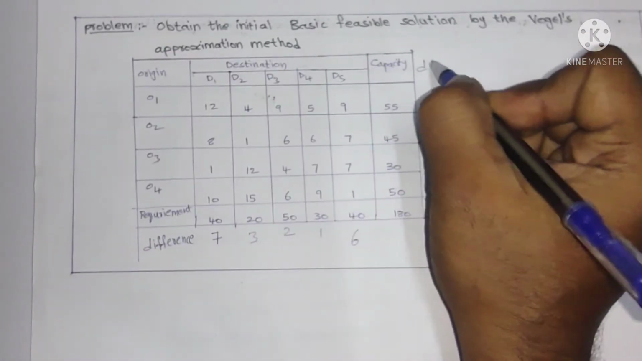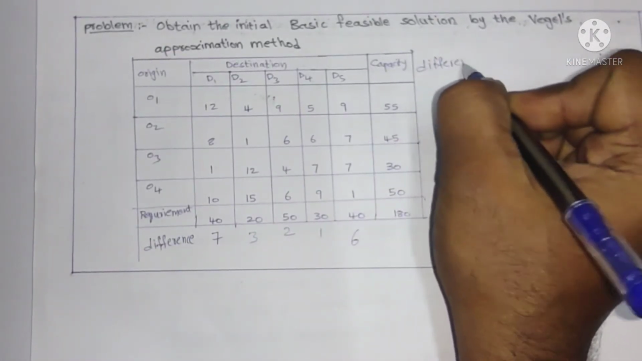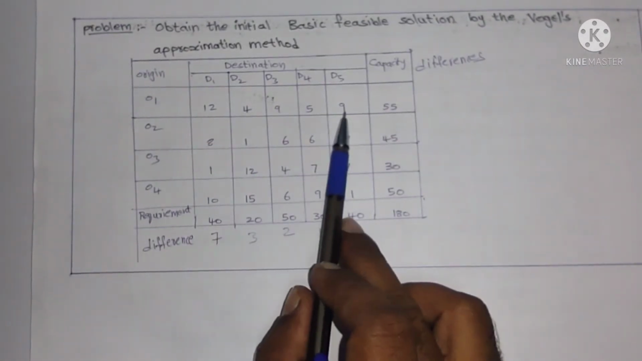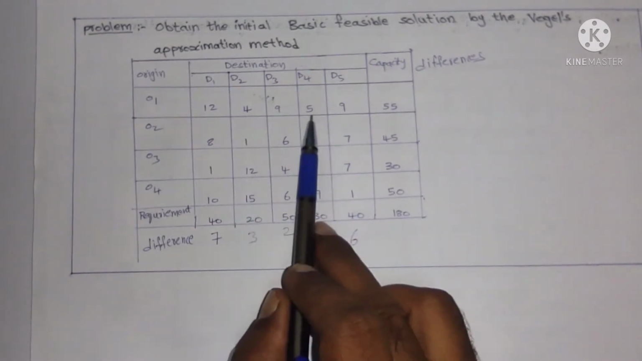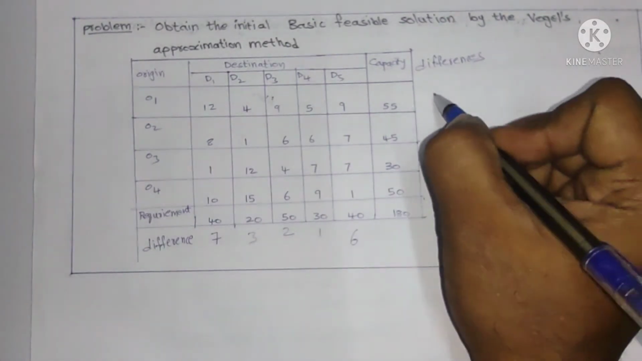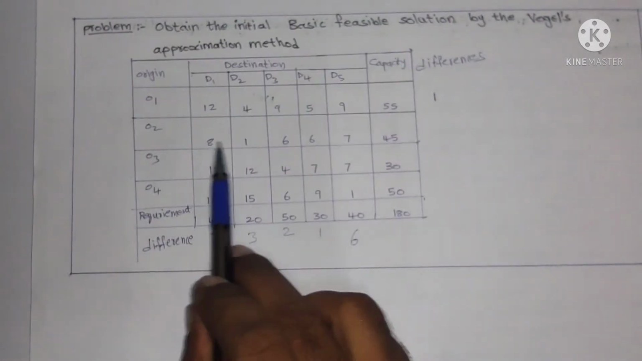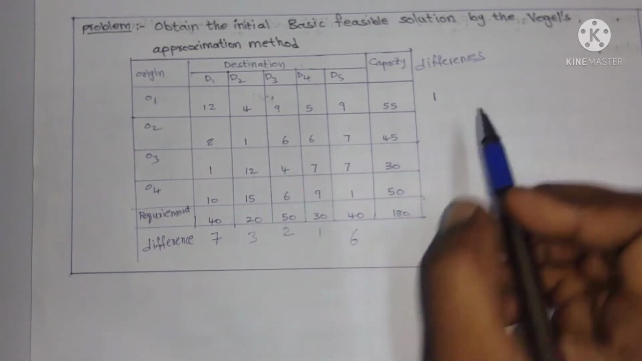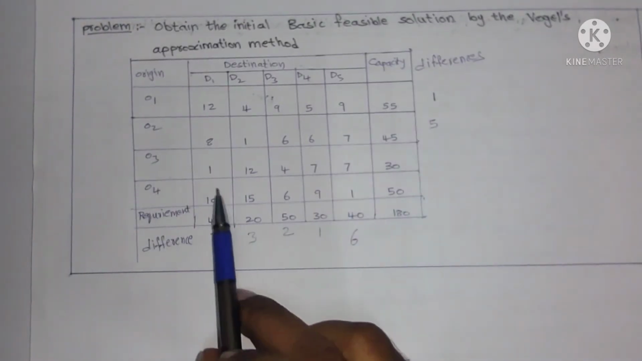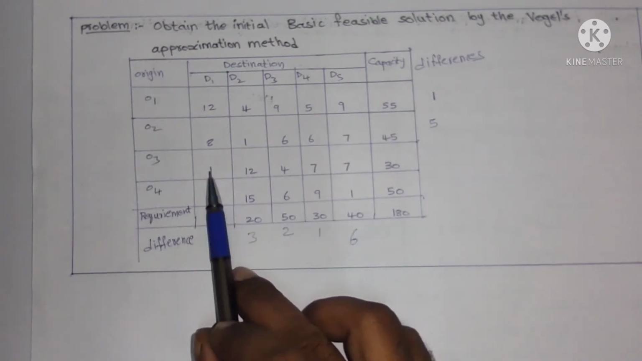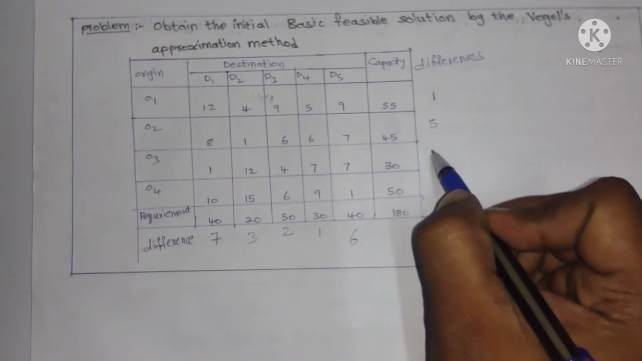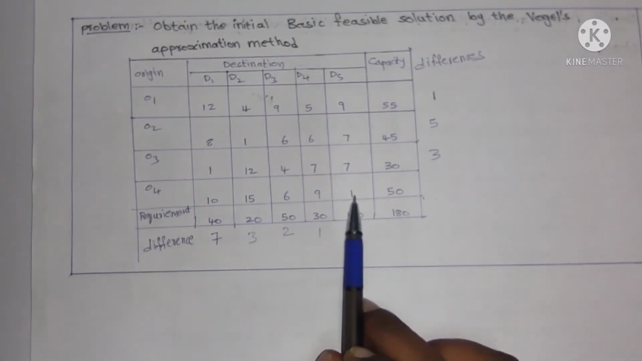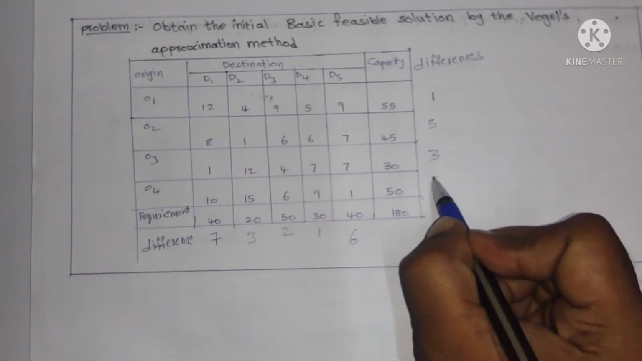Similarly, in the rows also we have to find out the differences. Okay. In the first row, from 12 to 9 values, what are the two cheapest cells? 4 and 5. What is the difference between 4 and 5? 1. That we have to write here. Similarly, in the second row, what are the two cheapest cells? 1 and 6. The difference is 5. Next, in the third row, the cheapest cells are 1 and 4. The difference is 3. In the fourth row, the two cheapest cells are 6 and 1. The difference is 5. That we have to write here.